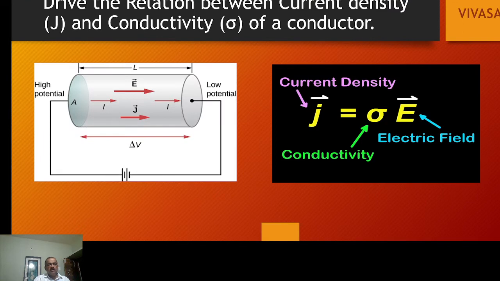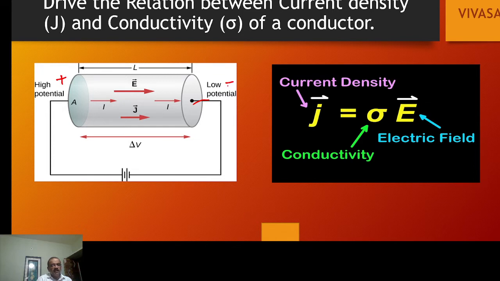Now this question is: derive the relation between current density, symbol J, and conductivity sigma of a conductor. In the figure we have shown here, you can see a high potential, meaning positive, and this is called negative.